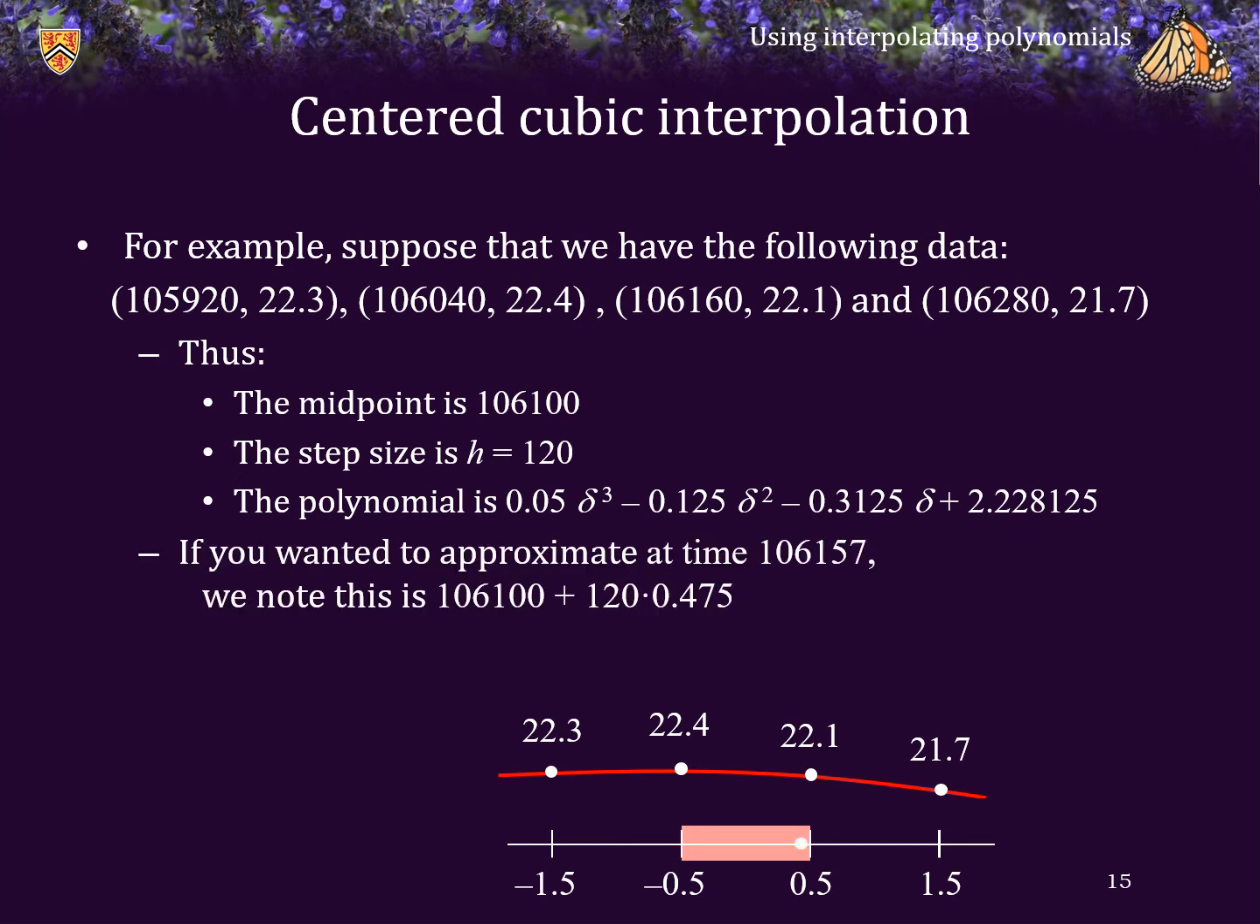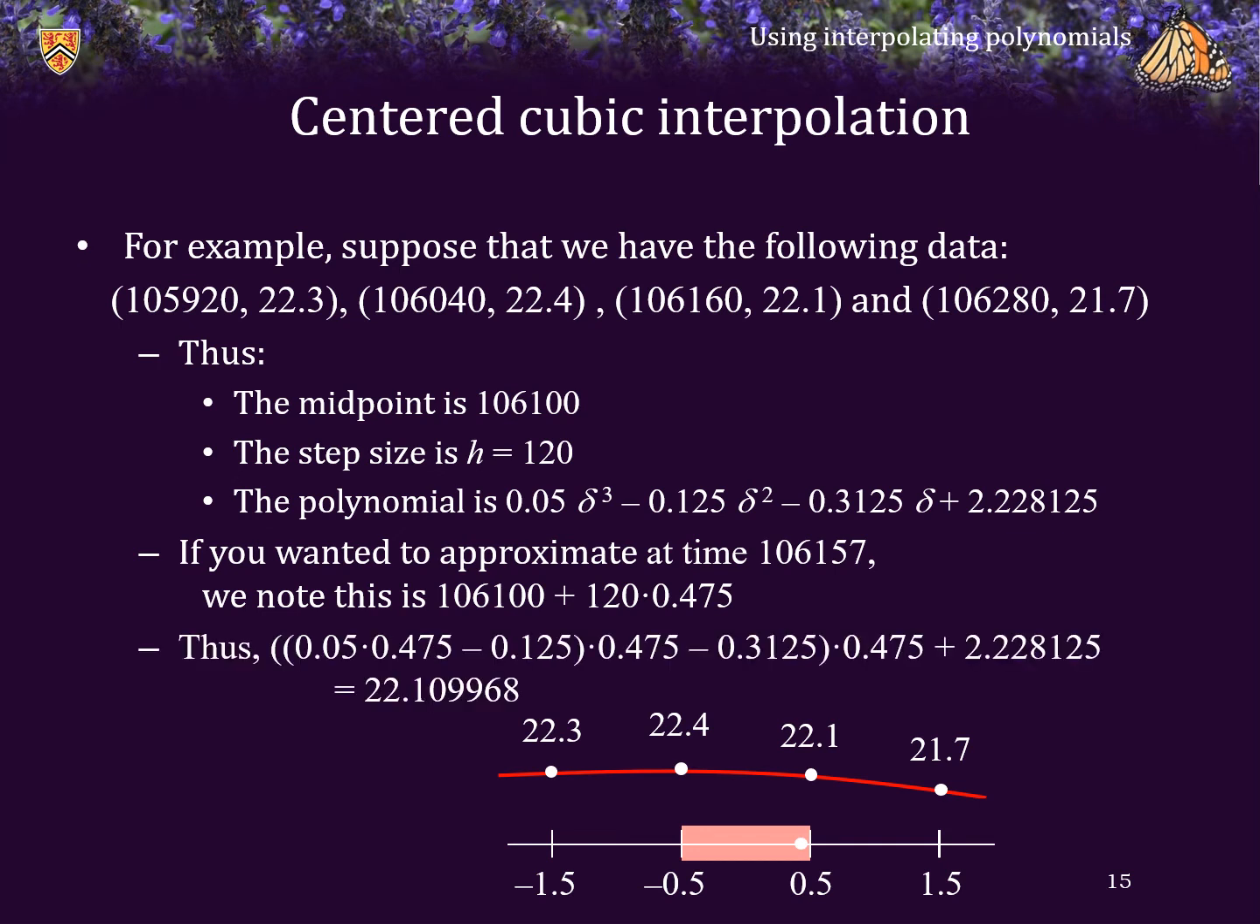If we wanted to estimate what the temperature was at, say, 3 seconds before the third point, then we'd note that this is essentially just the midpoint plus the h value, 120, times 0.475. Evaluating this using Horner's rule, we get that the temperature is approximately 22.11, which is reasonable, I would believe.